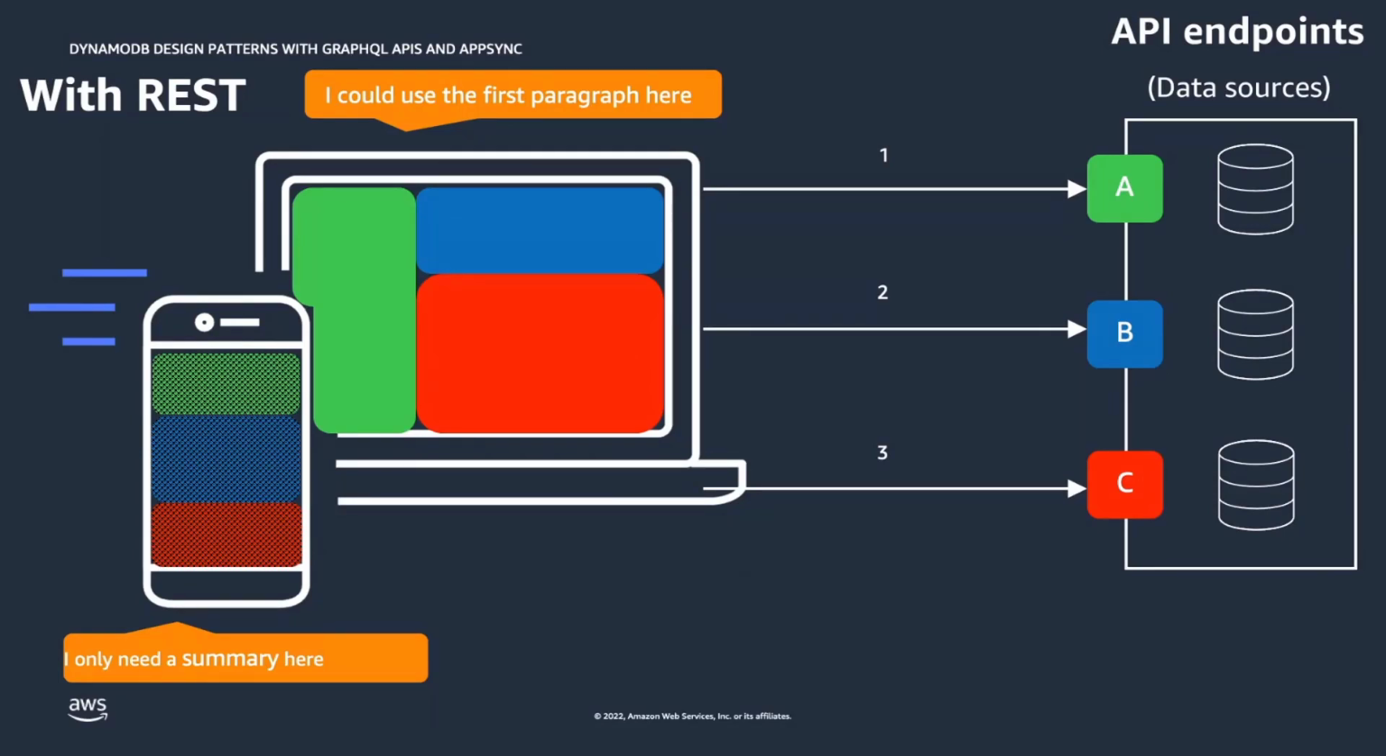And then on the mobile side, we talked about the fact that mobile doesn't necessarily need to display as much data, right? So the desktop application shows entire paragraphs. The mobile application only needs to show a summary.